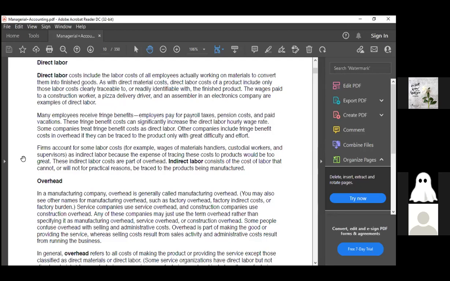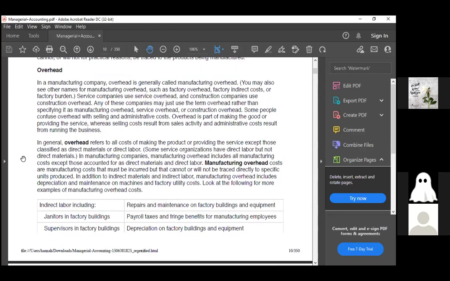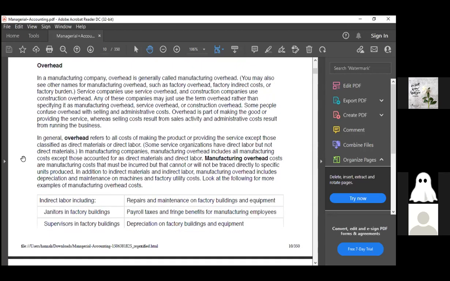So that is direct material and direct labor. Then everything that was not included there has been put into overheads. So in a manufacturing company, overhead is generally called manufacturing overhead. You also see other names for manufacturing overhead, such as factory overhead, factory indirect costs, or factory burden.